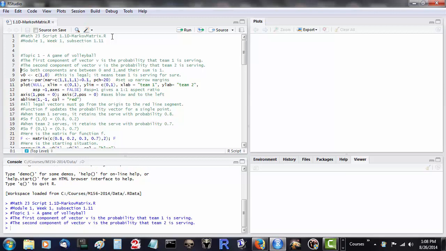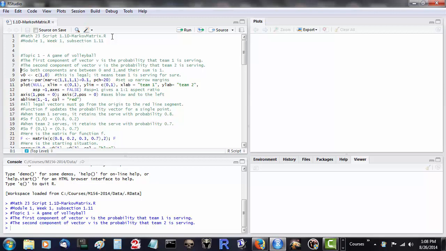Our first example is what is called by probabilists a Markov process. A Markov process involves a system that can be in one of two or more states and that makes transitions from one state to another in accordance with specified probabilities. Our example is a game of volleyball.